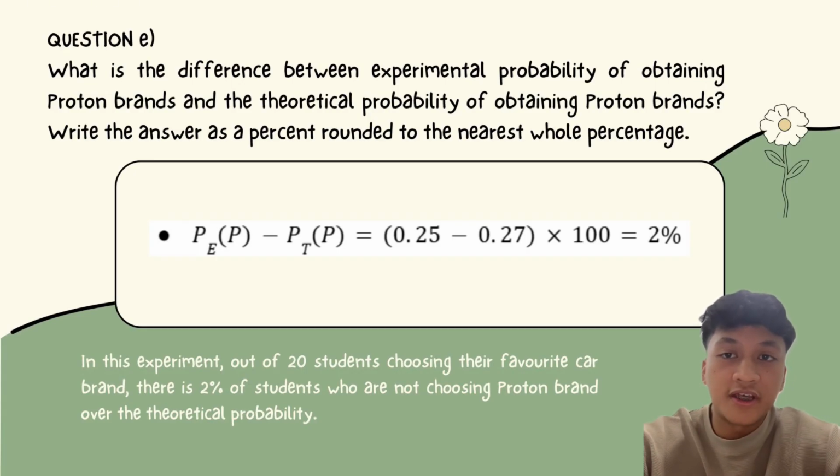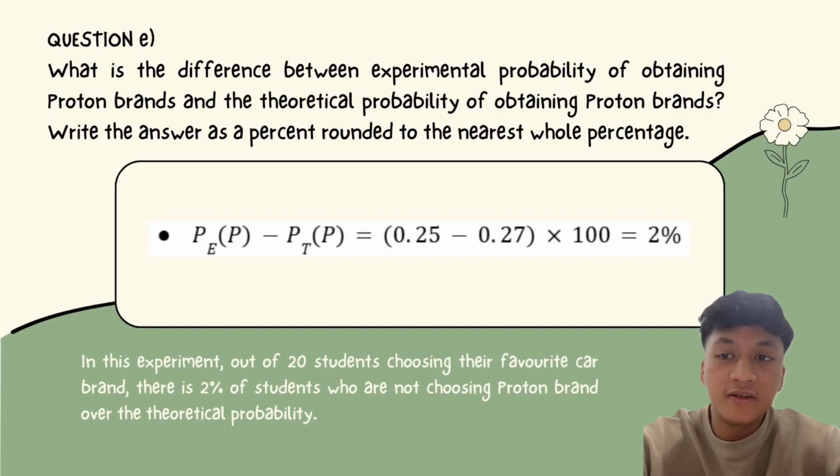PEP is the experimental probability of Proton and we need to subtract PTP, the theoretical probability for Proton. So PEP is 0.25 and we subtract PTP, 0.27. For the answer, we multiply by 100 to get the percentage. So the answer is 2%.